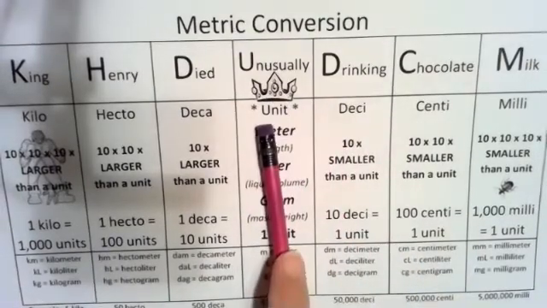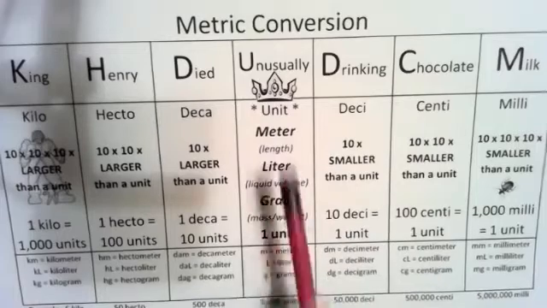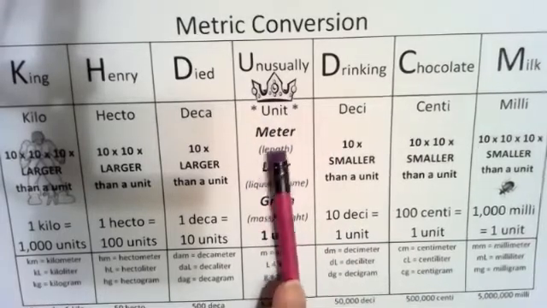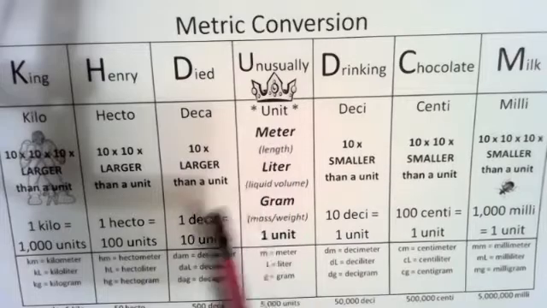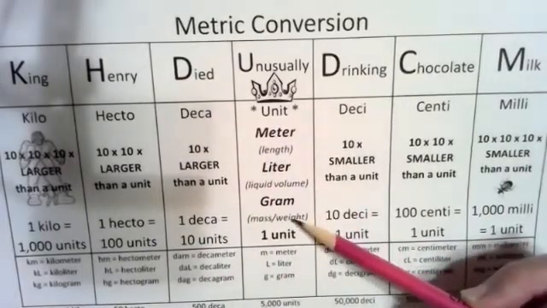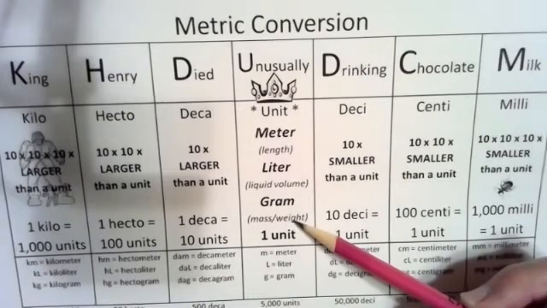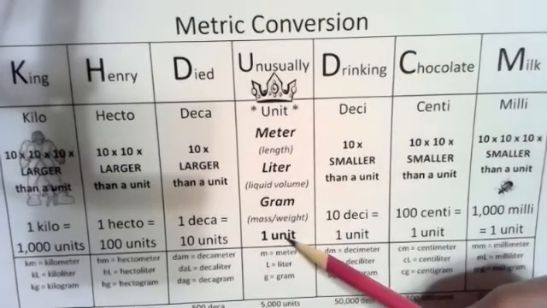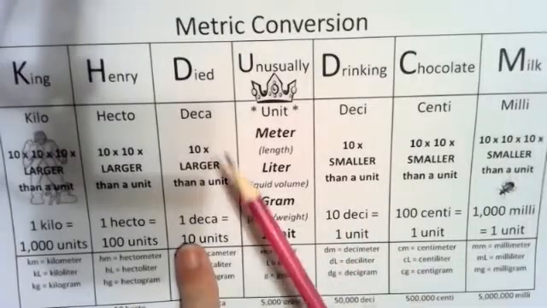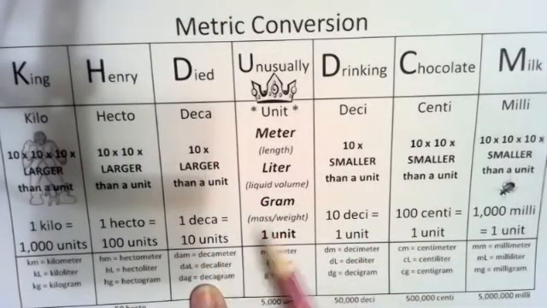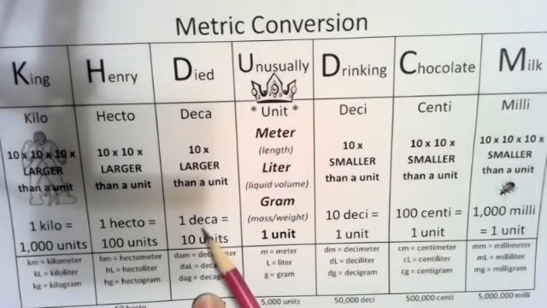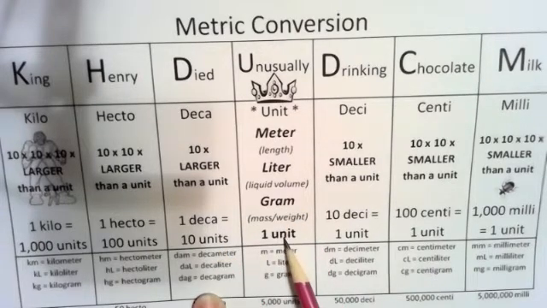So this is the middle. This is the standard unit. So this is where we usually start. We have meters, which is your length, your liter, which is your liquid volume, your gram, which is your mass of an object. This is considered 1 unit. If we move one to the left, it would be called a decameter or a deciliter or a decigram. That means 1 deca is 10 of these units.